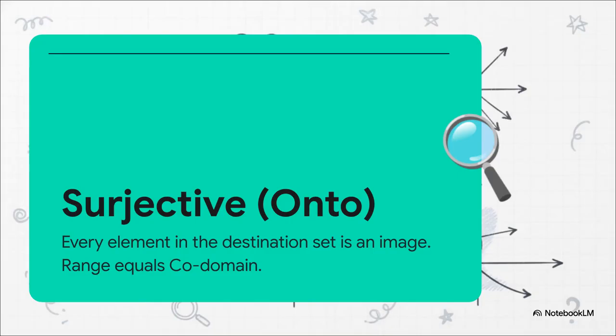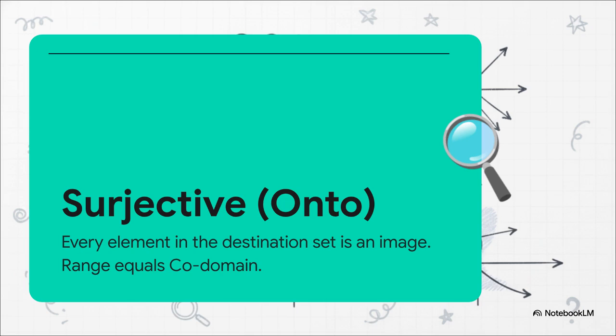Next, we have the surjective function, commonly known as onto. This just means that no potential output gets left behind. Every single element in the destination set, the codomain, is hit by at least one input. The actual achieved outputs, which we call the range, perfectly equal the total possible outputs.